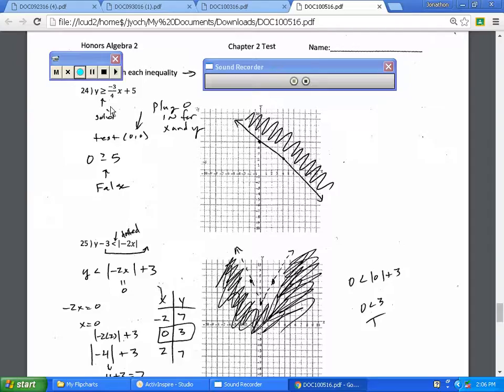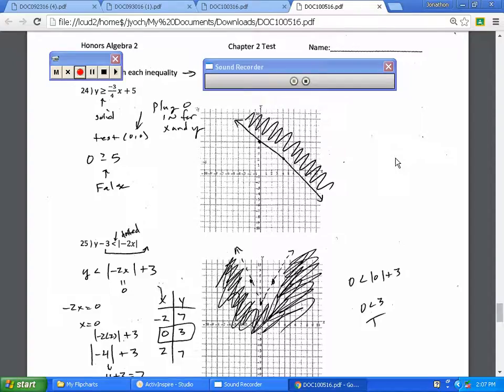That means plug in 0 for x, 0 for y, and evaluate whether or not that statement is true. If you plug in 0 for y, 0 for x, you get 0 is greater than or equal to 5. That's false. 0, 0 is below. That region is all false, so you shade above.